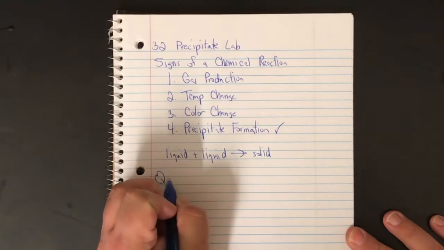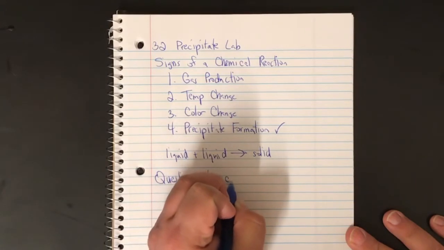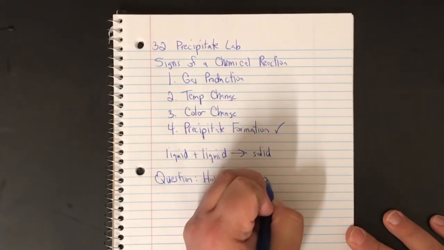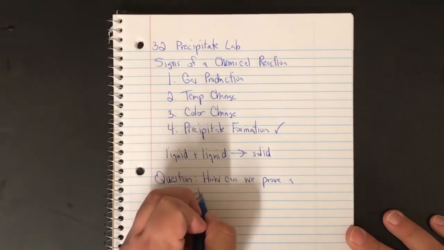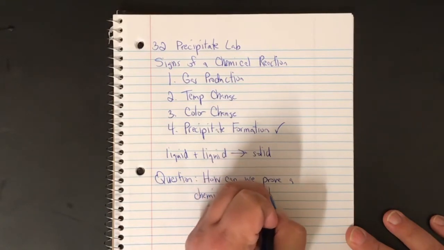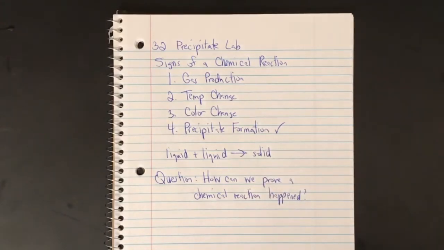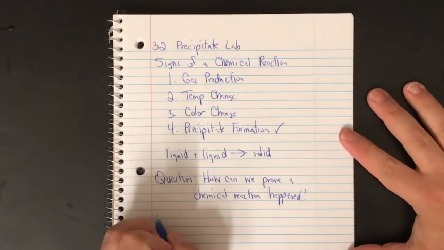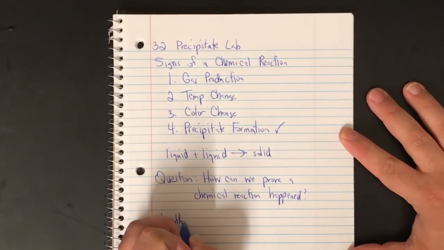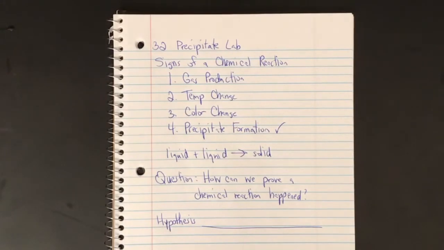So our question is really simple. How can we prove a chemical reaction happened? And your hypothesis, you will fill out after you watch the demonstration video. Because we're going to be mixing 2 liquids and creating a solid that will float at the surface.